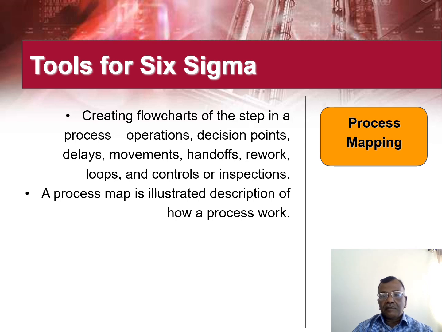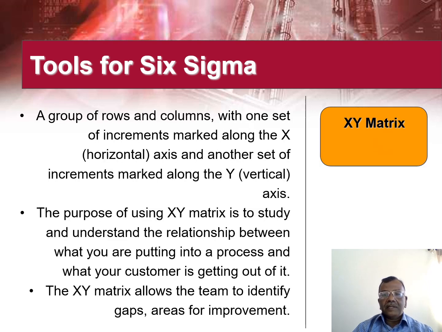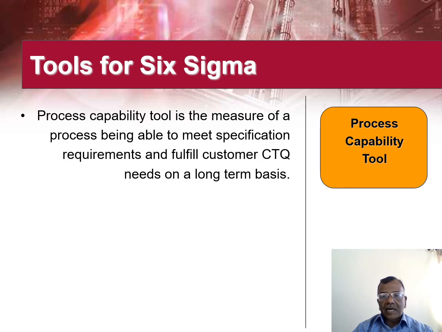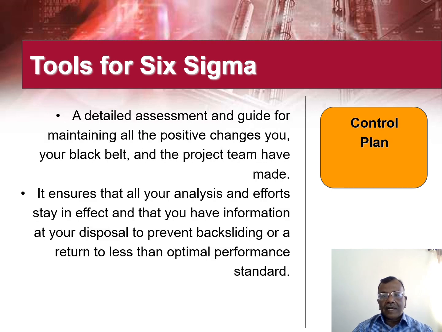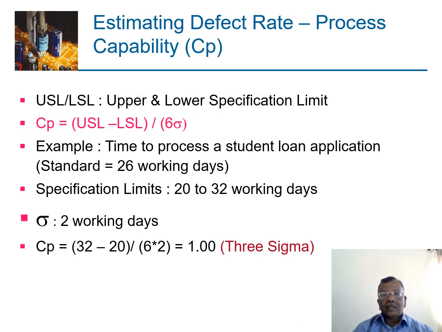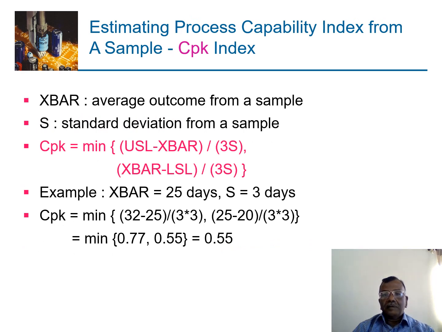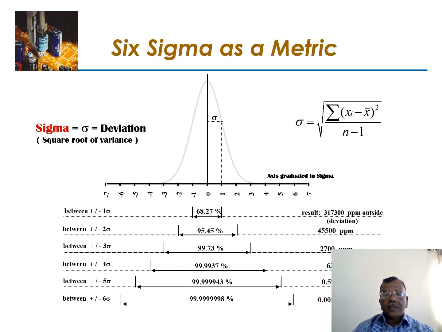Tools used for Six Sigma are process mapping, design of experiments, XY matrix, measurement system analysis, process capability tools, failure mode and effects analysis, and control plan. These are the tools we can use. Cp, that is process capability study, is a measure of knowing the variations in the process. Cp uses the formula USL minus LSL divided by six sigma. Another one is the process capability index, Cpk. Sigma formula is the square root of the summation of (x minus x bar) squared divided by n minus 1, where n is the number of samples and x bar is the process average.